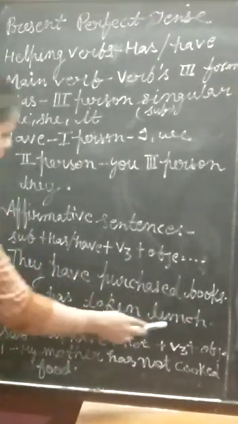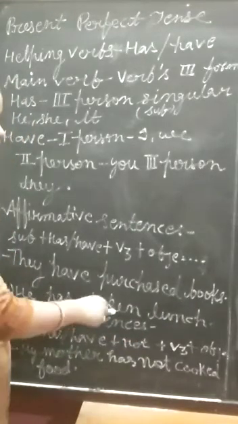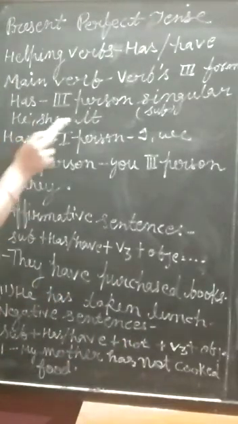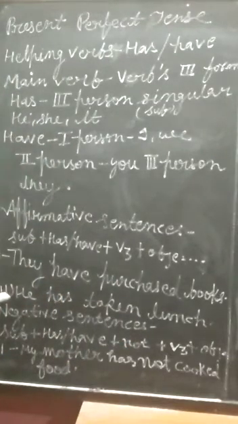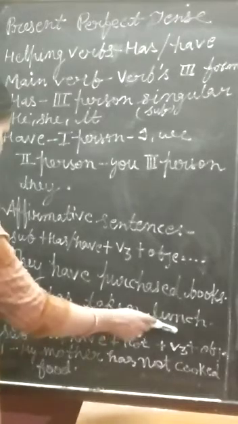He has taken lunch. He is a subject, has is a helping verb, taken is a verb's third form, lunch is an object. He is a third person singular. So what helping verb do we use here? We use here has. He has taken lunch.